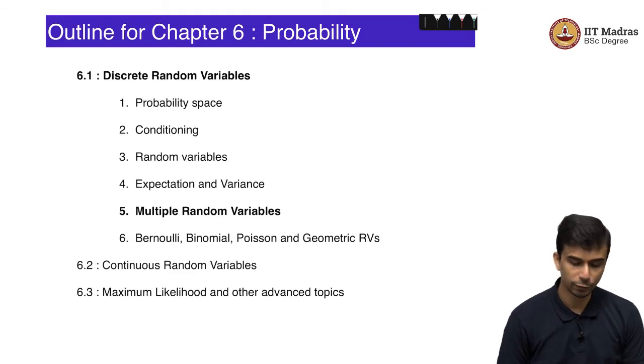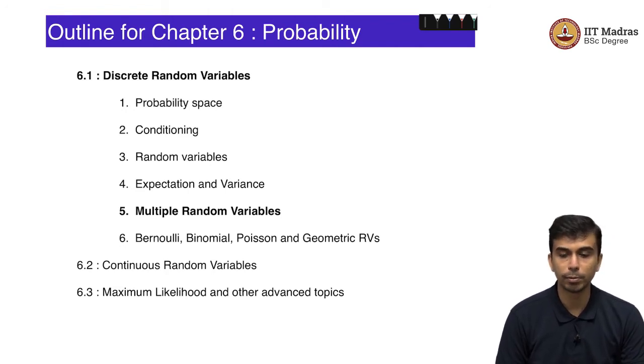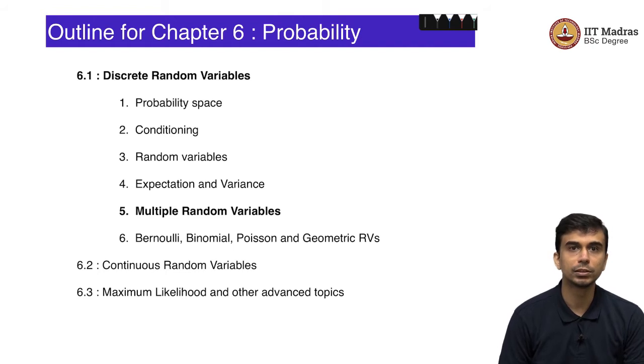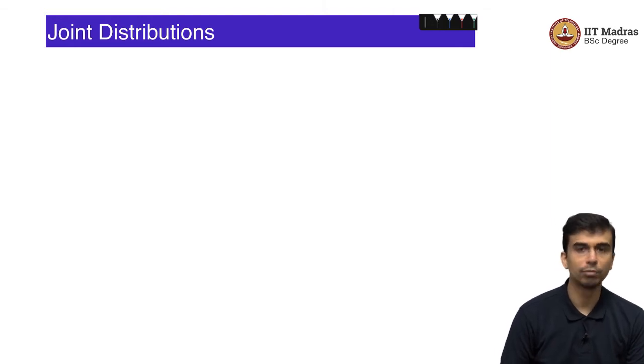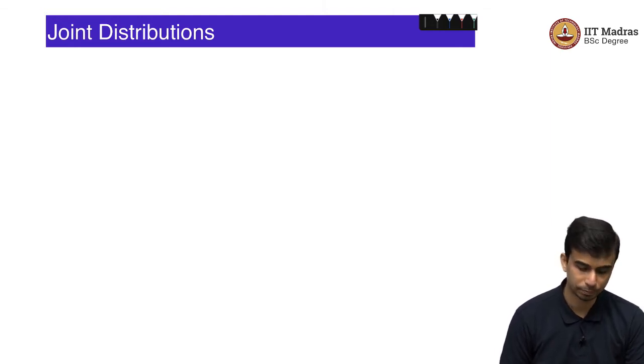Until now we have been dealing with individual single random variables and their properties such as their probability mass function, their cumulative distribution function, expectation, variance and so on. However, in several practical problems you will be faced with wanting to analyze multiple random variables simultaneously. What are the key tools for doing that? We will look at that in this lecture.